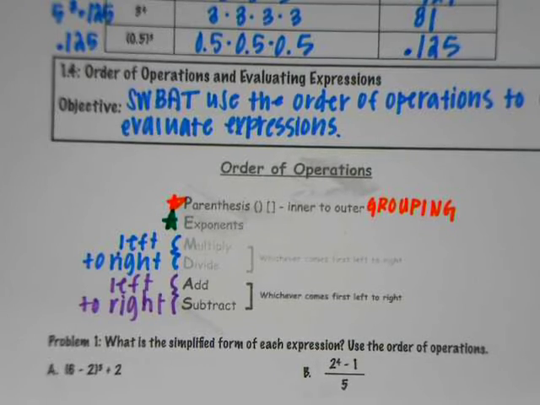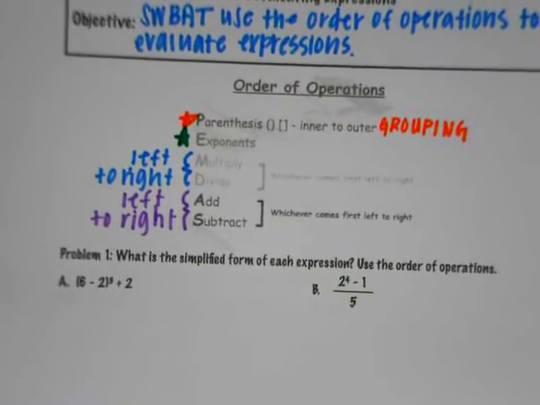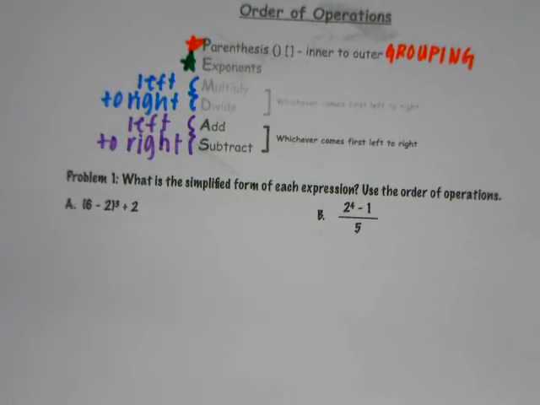All right. So we're going to do ones that are already all numbers first, and then we're going to move into variables and having to substitute in numbers for them, and then we're going to do the harder version of that. Same thing, okay? So for problem 1, what is the simplified form?